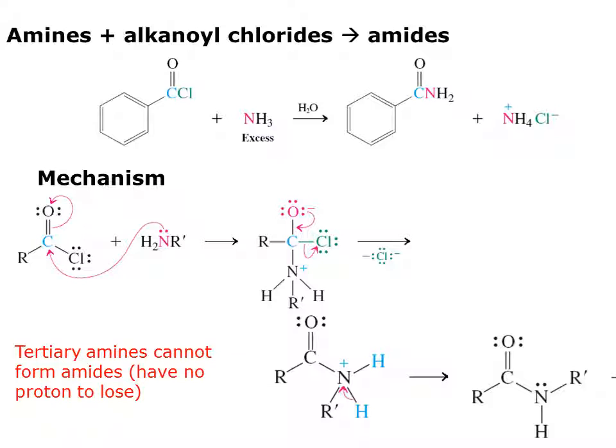One little thing about this mechanism: tertiary amines, since they do not have an available proton to abstract, are not going to be able to act as a nucleophile here. So we're looking at primary, secondary, and of course ammonia.